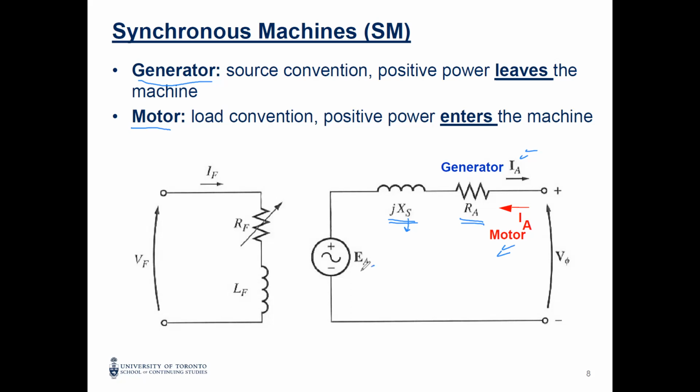We have the EA, but the EA now is AC, not DC. And there are no brushes. As you can see, there are no brushes here compared to the DC. The voltage here is AC, like a phasor. The current here is a phasor. By phasor I mean magnitude and angle.